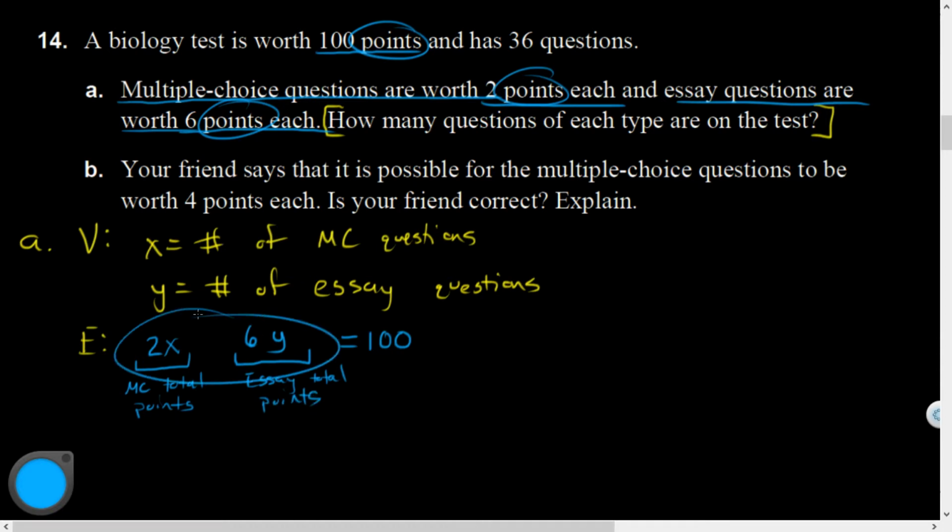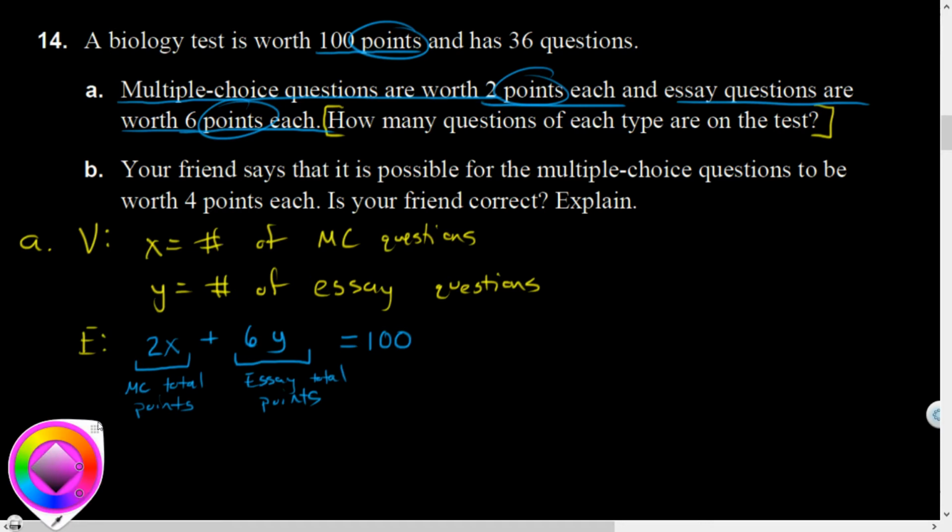How could I combine these to get the hundo total? Well, take these points and those points, and all together they're equal to 100. I'm going to add those together.